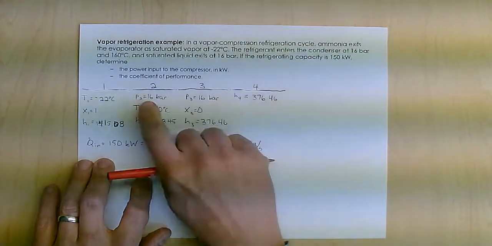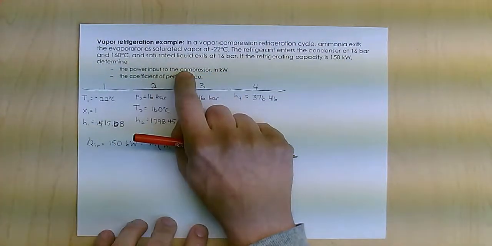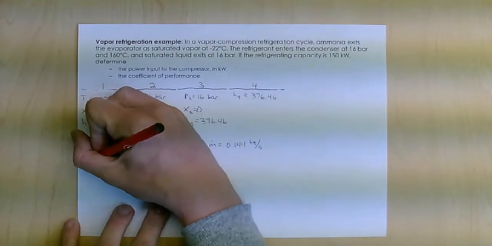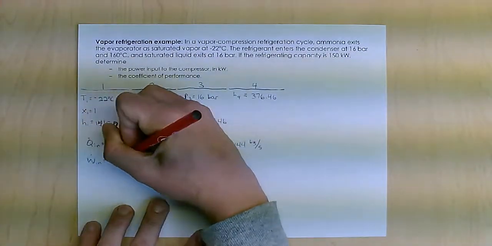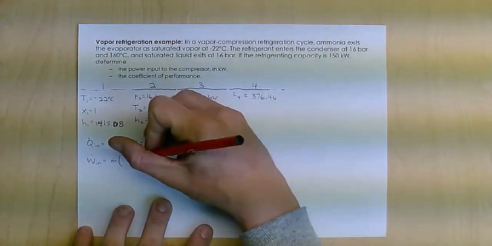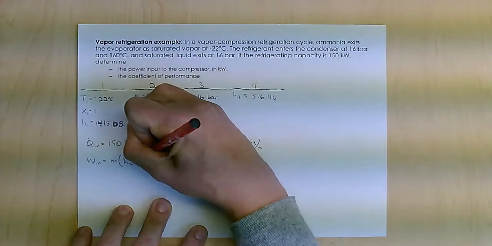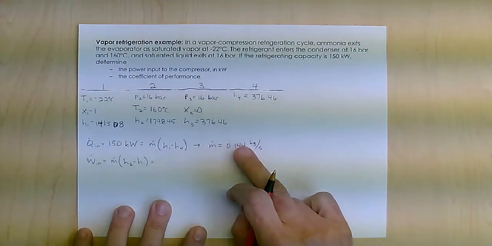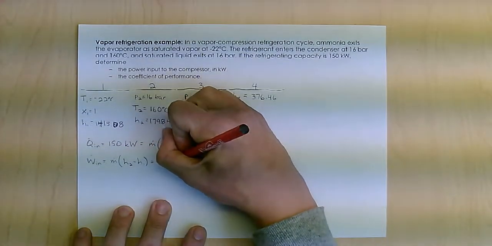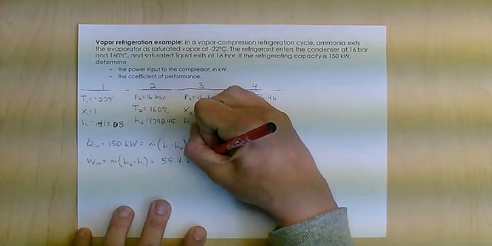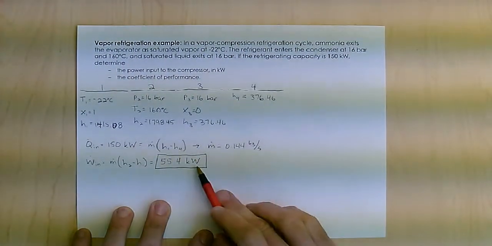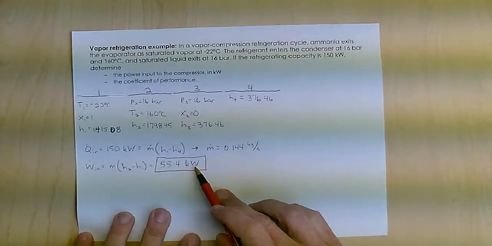Now that I have that mass flow rate, I can figure out the power input to the compressor, which again is 1 to 2. The input is the mass flow rate I just calculated times H2 minus H1. I know H1, H2, and now my mass flow rate, so I can very easily calculate the work to the compressor, which is 55.4 kilowatts. That's how much power is supplied to the compressor.